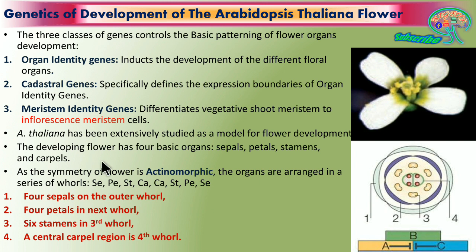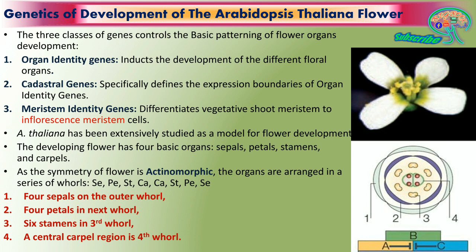Next is meristem identity genes. These are going to differentiate vegetative shoot meristem to inflorescence meristem cells. So here, the vegetative shoot meristem, in the sense, will be totipotent in its nature. They can differentiate to any part of the plant.